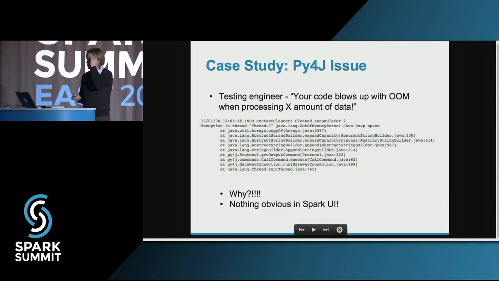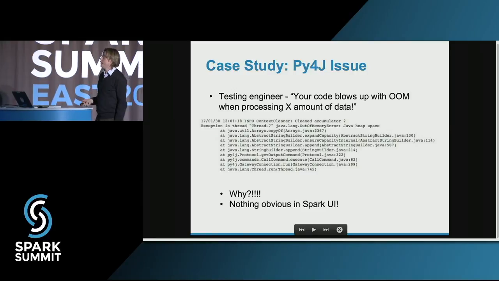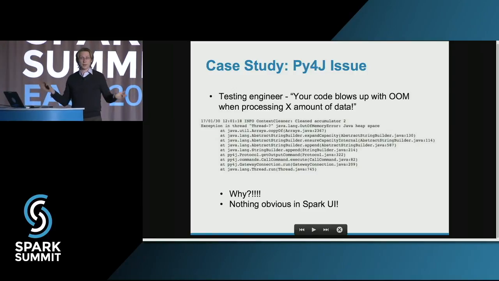Another case, which was much more complicated, I dubbed the spiteful J issue. And this is how it happened. One morning I come in and all of a sudden I get this Slack message from our testing engineer. He's saying, oh my God, the code is blowing up all of a sudden when I ingest X amount of data. It was working well, now it's not. So what happens? And Spark UI does not tell us much. Something happened in between the tasks somewhere and we're really at a loss.